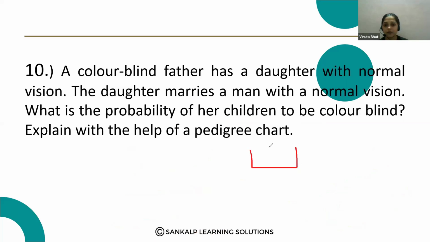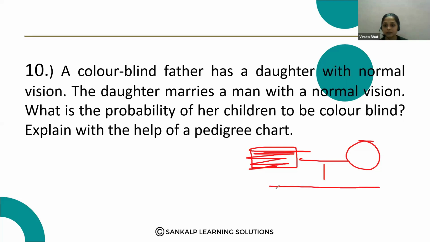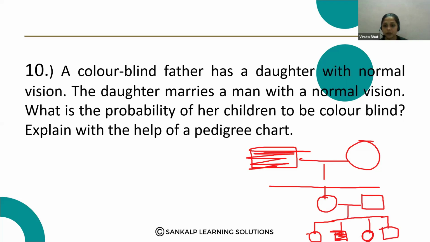In the pedigree chart, the affected father is filled like this, and normal mother, and there is a chance of a normal daughter marrying a normal vision husband, but there is a chance of a normal daughter, again an affected son, a carrier daughter, or a normal son. So like this you have to explain. You have to explain this through a pedigree chart like this.